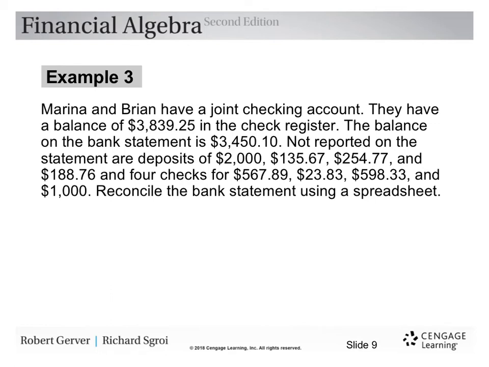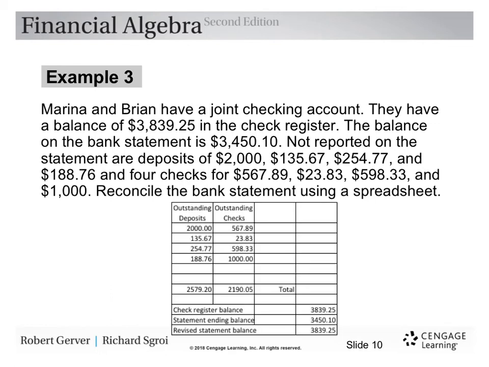Reconcile a bank statement using a spreadsheet. All right, so here I've created this spreadsheet. This first column is outstanding deposits. The second column is outstanding checks. Now notice, outstanding deposits, remember we had 2,135.67, 254.77, and 188.76. And we show those here.